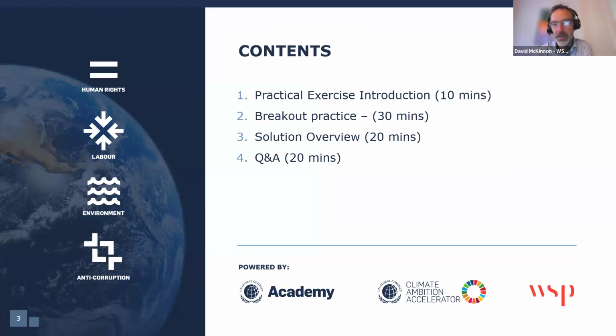I'll have a quick introduction to the exercise. As Nella has already said, we'll have the breakout rooms, and then we'll have the solution and Q&A overview. The timings don't quite match, but that was lack of coordination on the part of Nella and myself. And of course, we take Nella's timing on this, not mine.